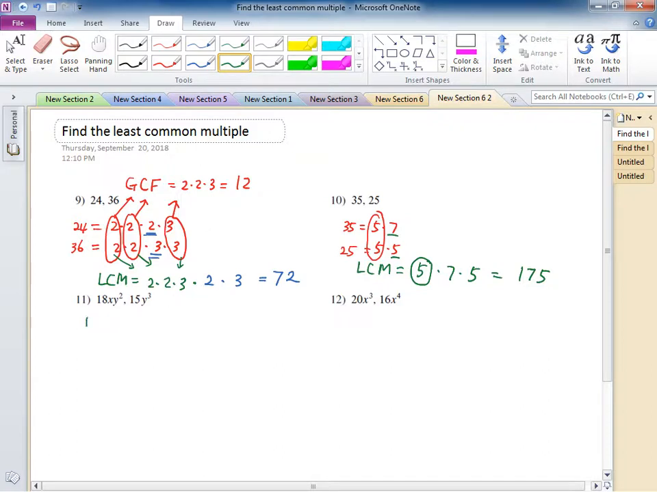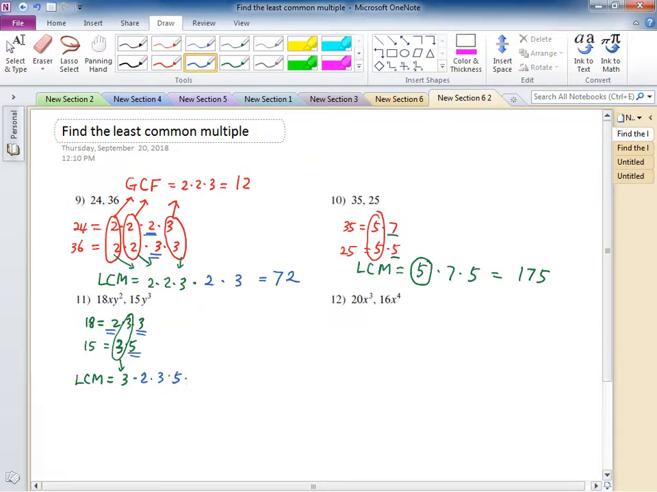Alright, so let's do numbers. 18. Factors of 18: 9 and 2, so 2 times 3 times 3, right? 9 means 3 times 3. 15: 3 and 5. So common factor 3. For least common multiple, I need to have those ones, and then this one, and this one, and this one, right?